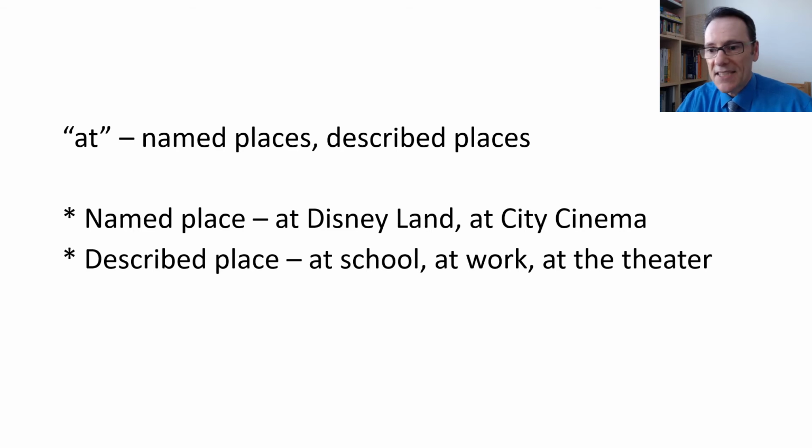And finally, at. At we used for named places and described places. So what do I mean by that? Well, let's look first at named places. Named place is somewhere, for example, like Disneyland or City Cinema. City Cinema, so that's the name of the cinema. A described place. Okay, what does that mean? Well, at school, right? We're describing what kind of place it is. It's a school. At work, at the theater, at home. For those sort of described places, we use at.